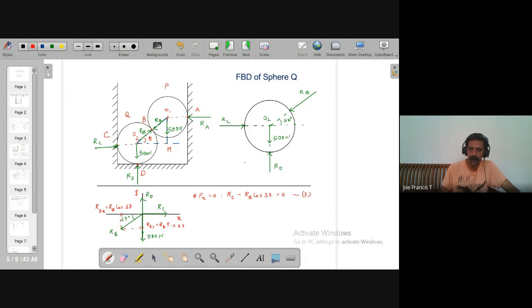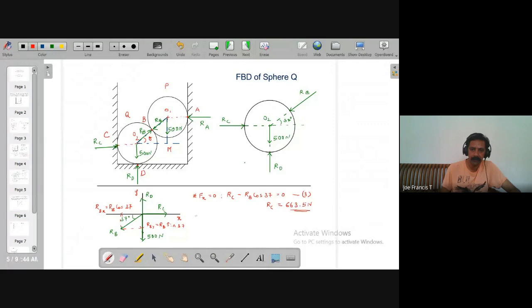But we already know RB. Like RB, we already found out. RB is 830.8. So you can straight away find RC from this since we already know RB. So we'll get RC. RC is same as the RA, equal and opposite, and we get it as 663.5. So that will be RC.